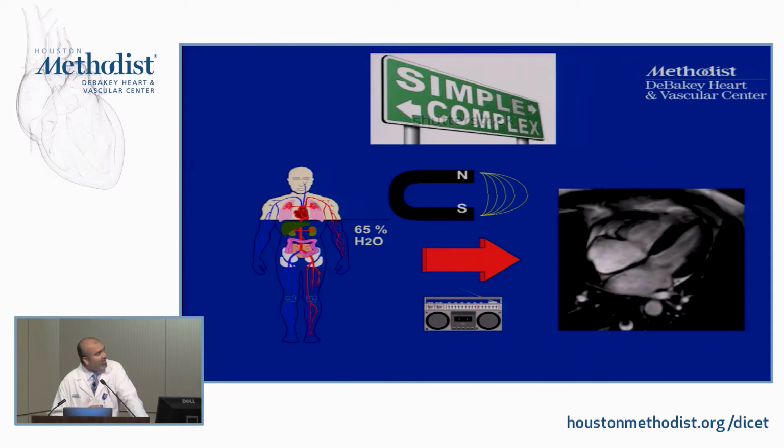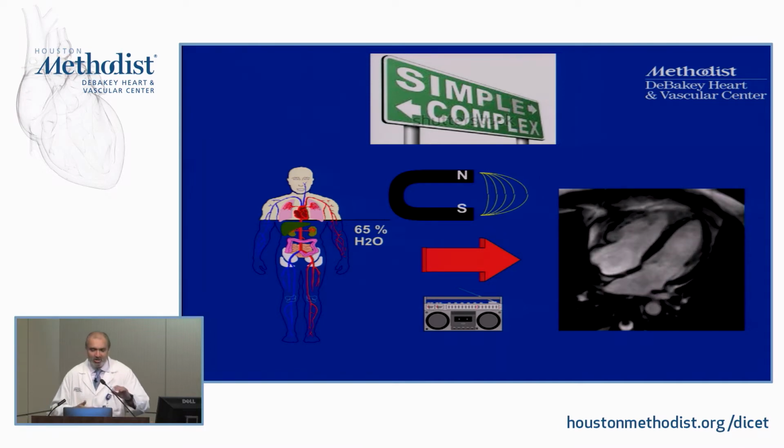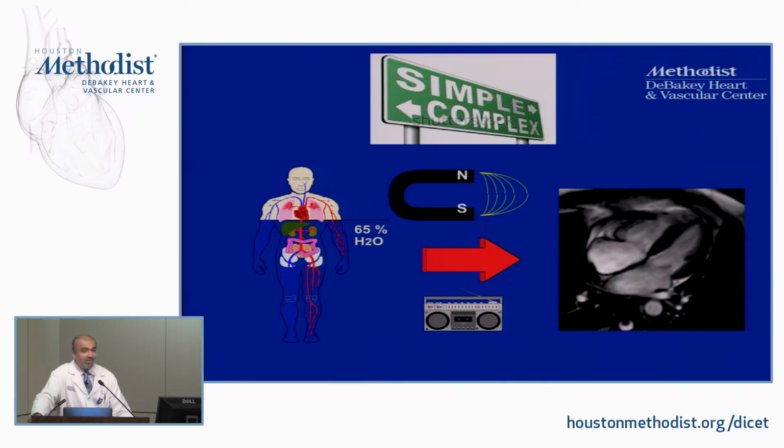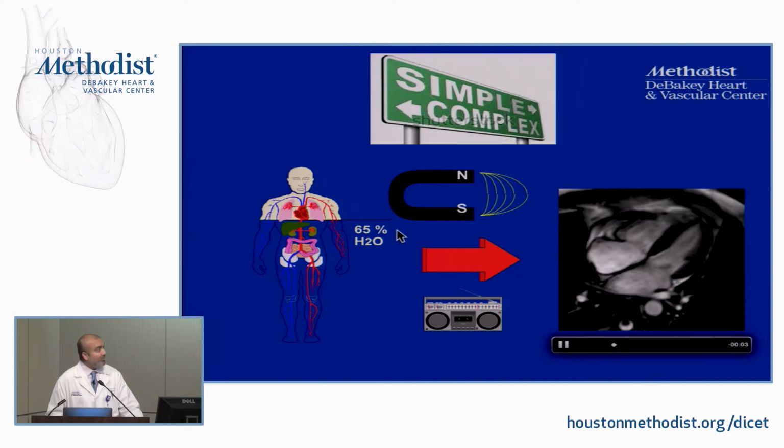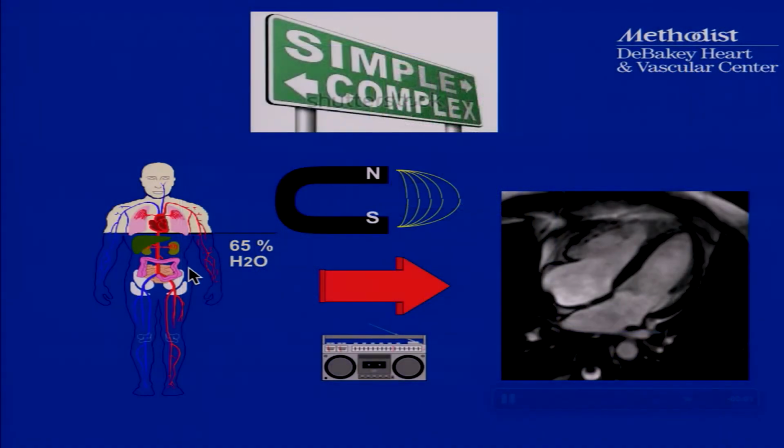Here's kind of an oversimplification. If you think of it as the basic principle behind MR imaging, you've got a body on the left-hand side here, which has a lot of protons or hydrogen atoms within it. And then really it's two things that we're utilizing.